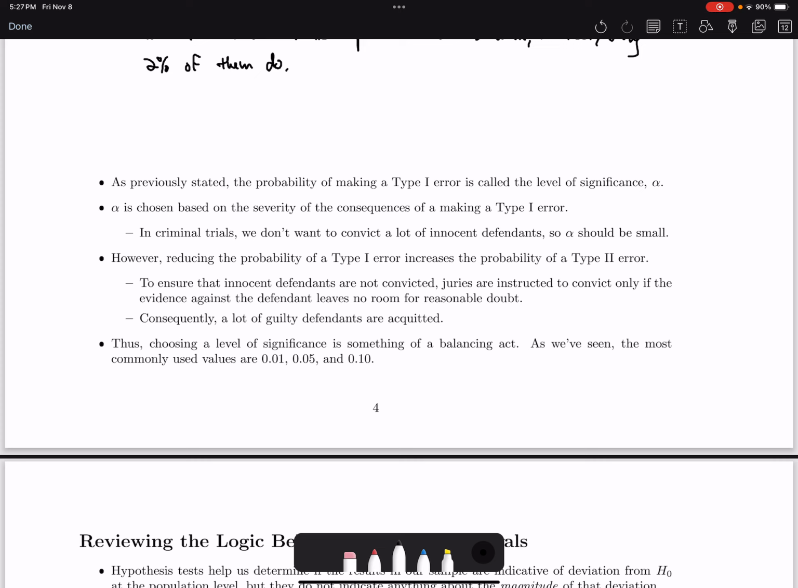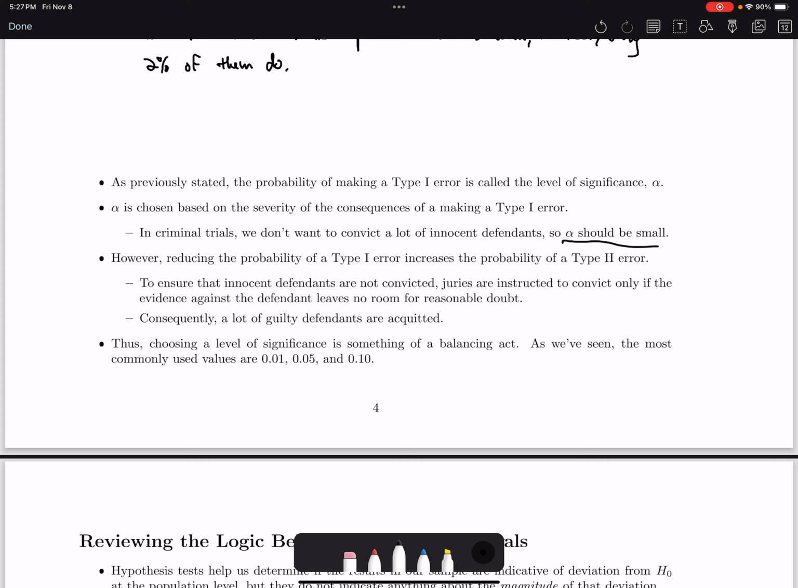So in criminal trials, for example, we don't want to convict a lot of innocent defendants, and so alpha should be small. And it's the same with hypothesis testing. We don't want to reject a bunch of true null hypotheses, and so we want alpha to be a small number, right? We want the threshold for rejecting the null hypothesis to be pretty small, which begs the question, why don't we always just make it really small? Like, why don't we make it 0.01 every time?